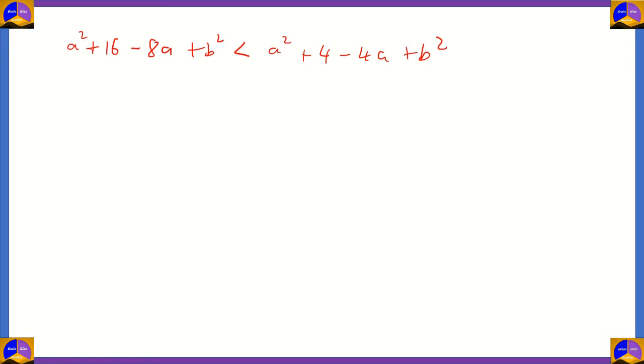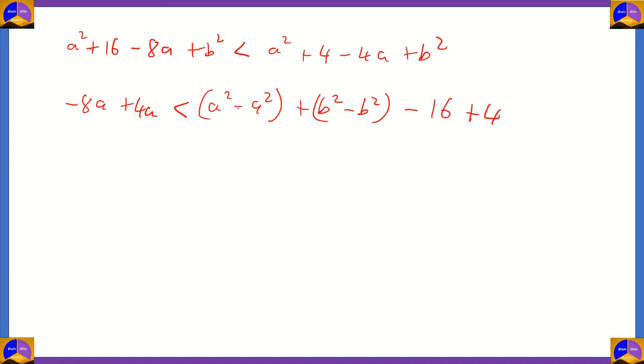So over here we will take the terms with a on one side and all the other terms on the other side. So basically minus 8a plus 4a is less than a square minus a square plus b square minus b square. So both of them will become 0 anyways. And then minus 16 plus 4. So we'll write these two as 0, so they get out of the picture. Minus 8 plus 4 is minus 4a. It is less than minus 12.